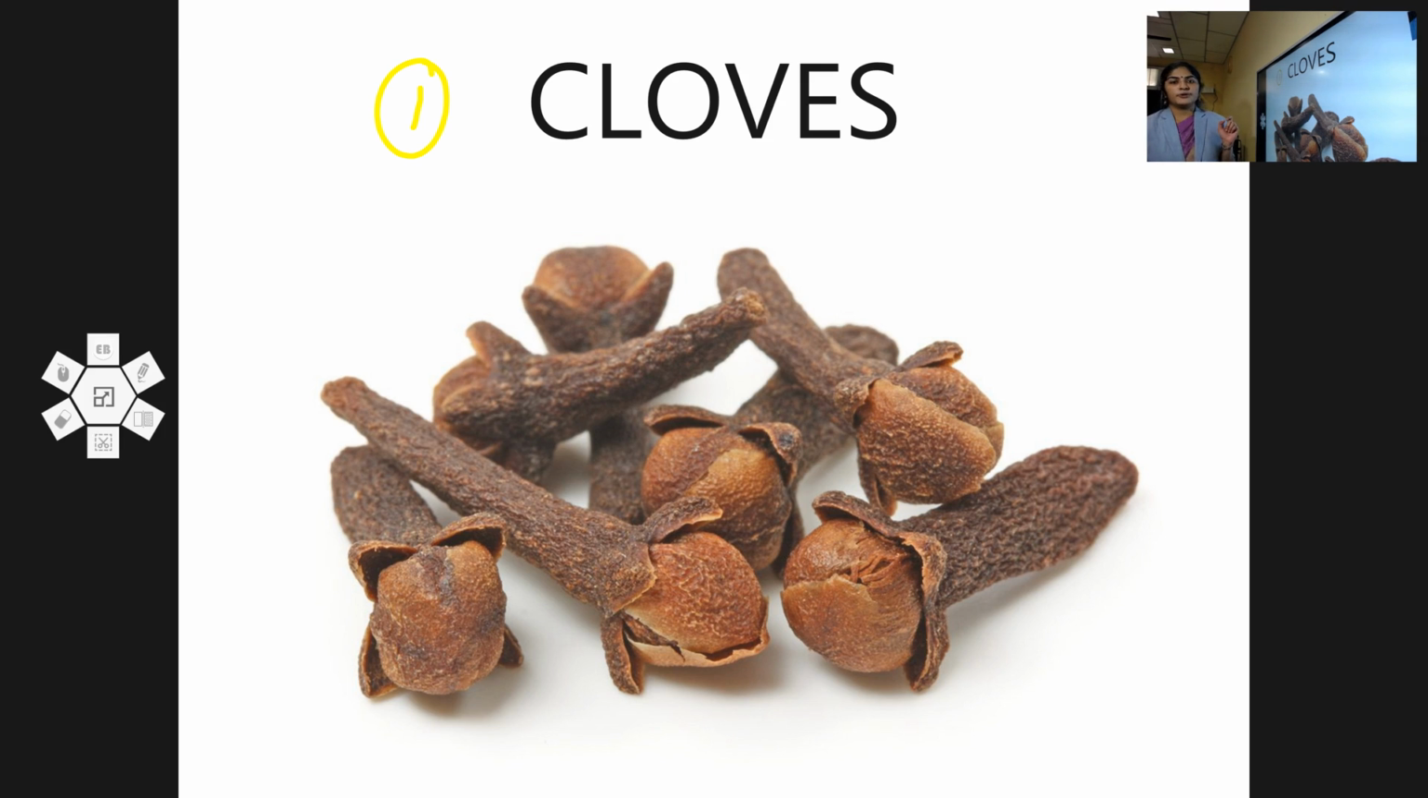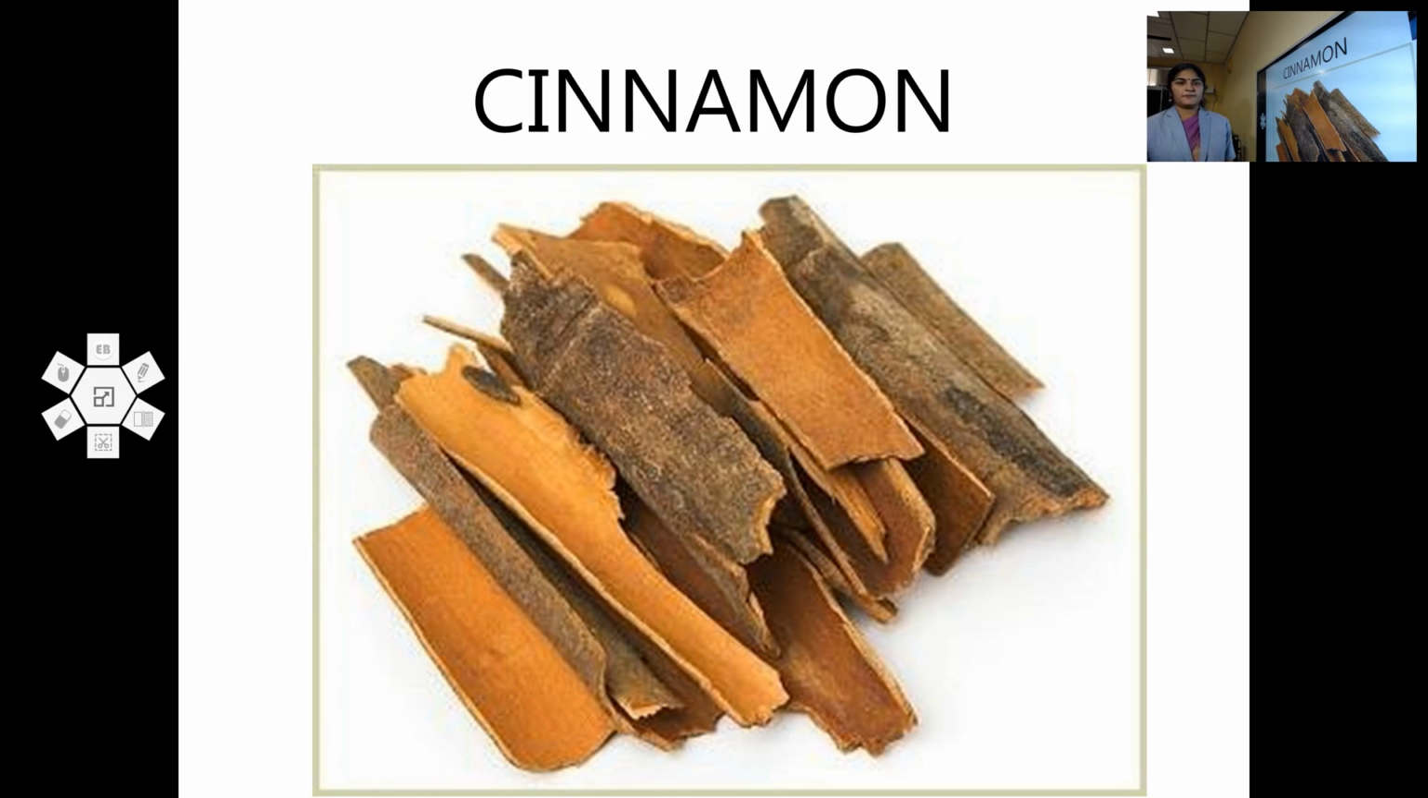This is clove. Do you know the Malayalam name? In Malayalam we call it grambu. So clove is a spice. Now look at the picture and tell me which part of the plant is used as a spice here. Are you able to identify the part? No? Okay, teacher will tell. It is the flower bud. The flower bud of this plant is used as a spice. Clear? So the first spice we are learning is clove. Next one.